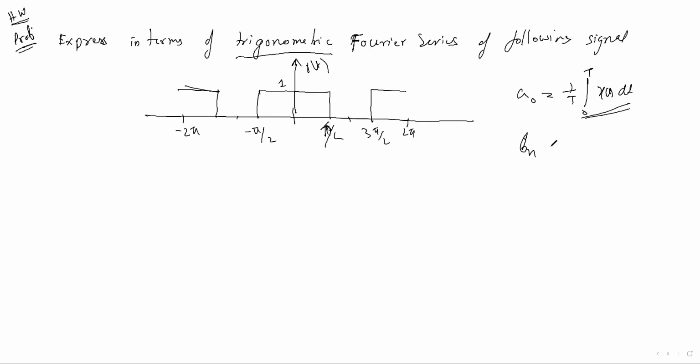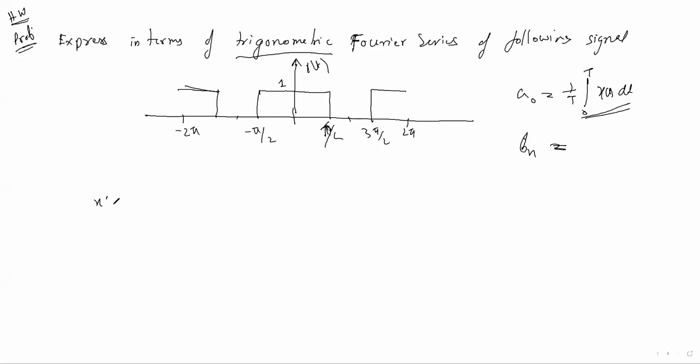Similarly, you can find Bn. What is the value of Bn here? Can anybody say? Trigonometric Fourier series, I am giving the concept. That's why I am giving this waveform. So what is the value of Bn here? Can anybody say? Since it is an even signal.